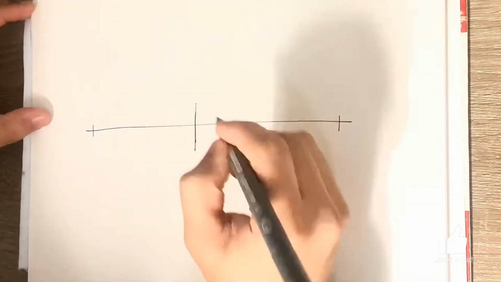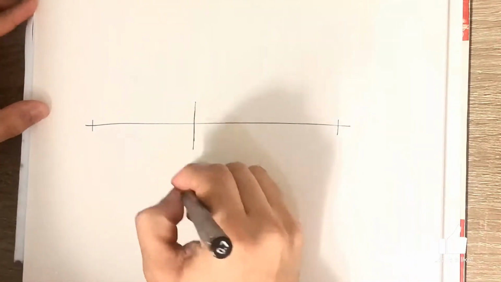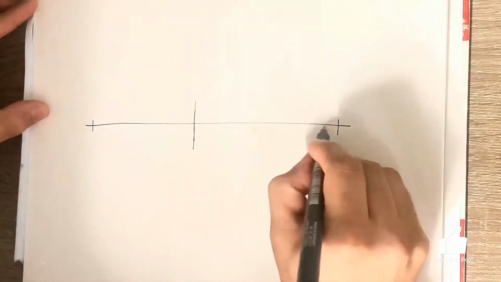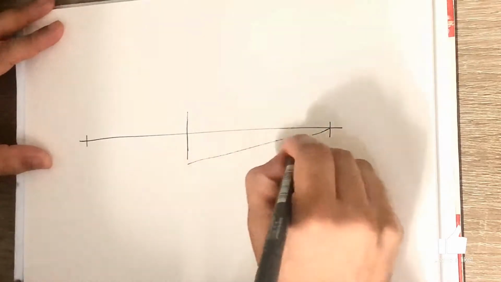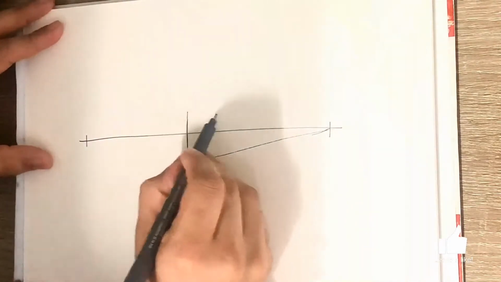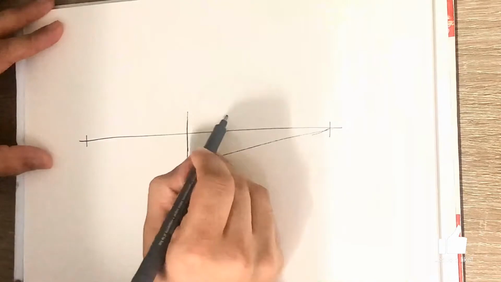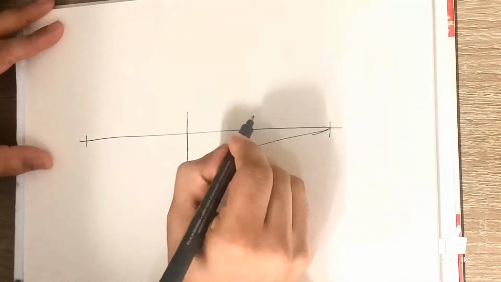Step 3. Draw your first line, which would be your closest or most central line of your building or object. Step 4. Draw one line from the top of your central line to one of the crosspoints. Then another line from the bottom of the central line to the same crosspoint.